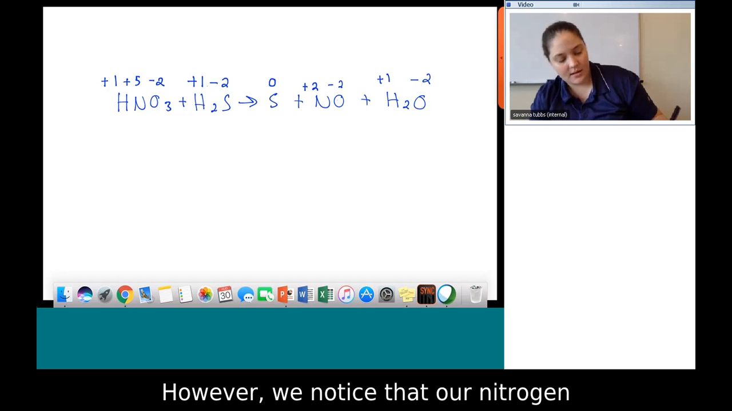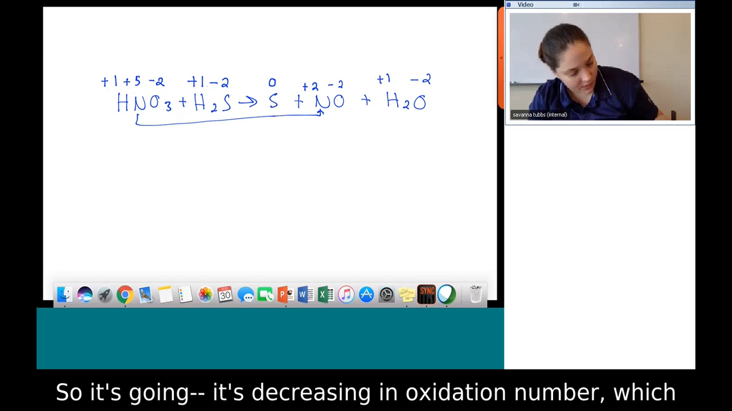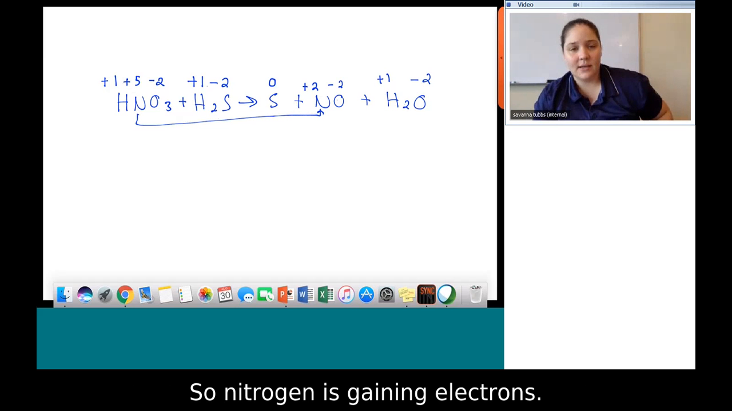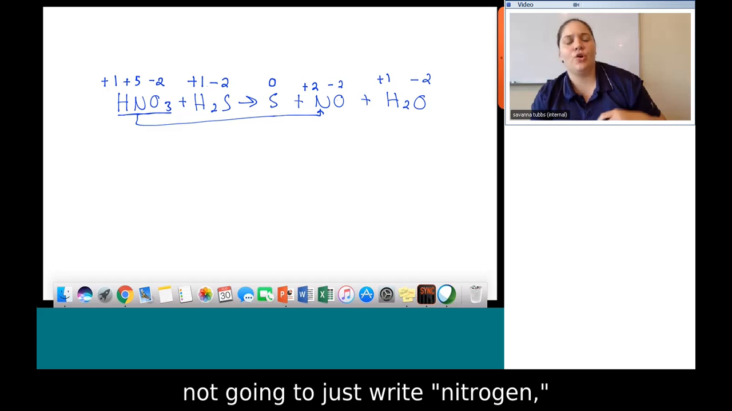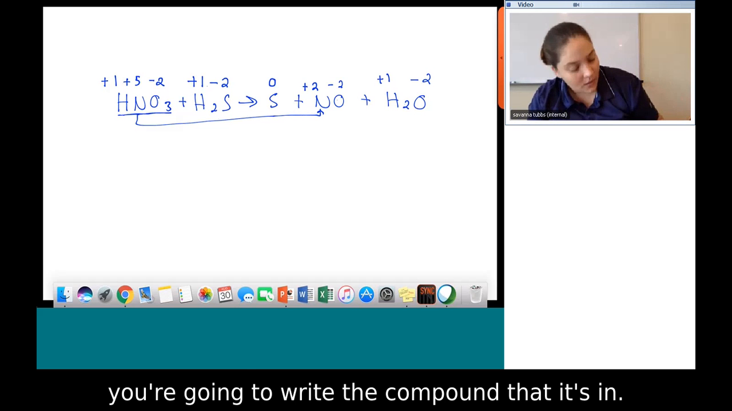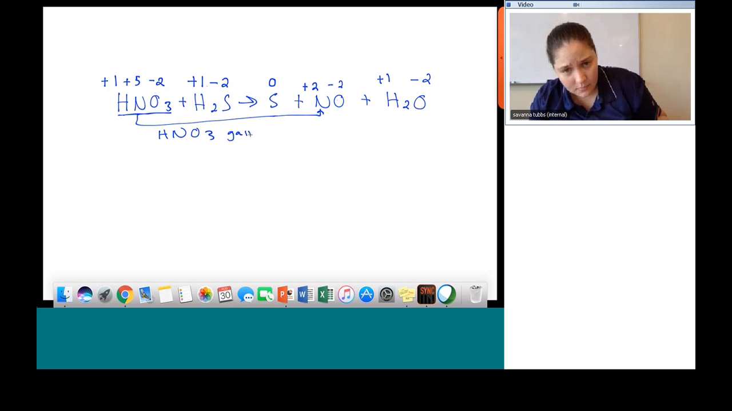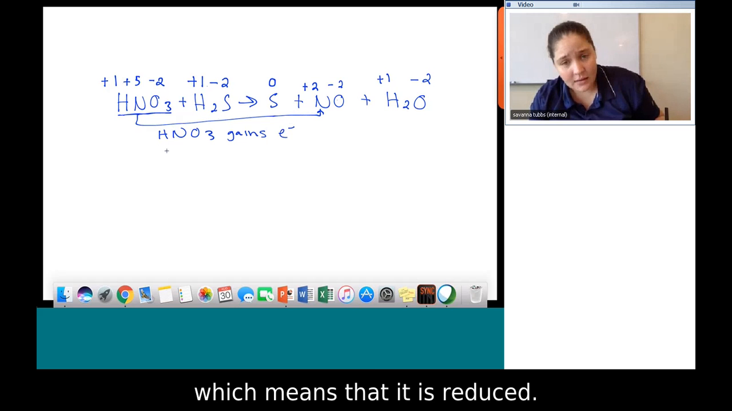However, we notice that our nitrogen is going from +5 to +2. So it's decreasing in oxidation number, which means it's increasing in electrons. So nitrogen is gaining electrons. And when you're doing them, you're not going to just write nitrogen. You're going to write the compound that it's in. So you say HNO3 is gaining electrons, which means that it is reduced.